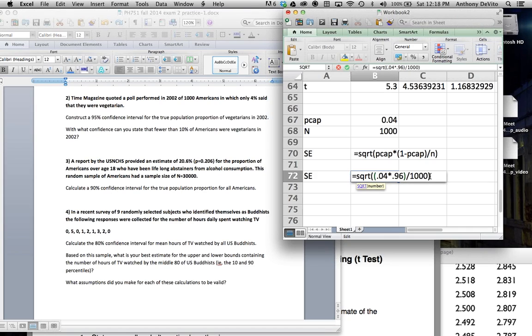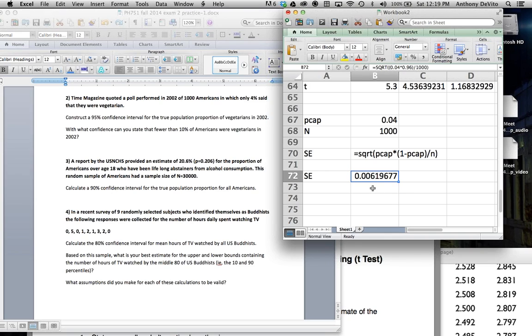You can do this with a calculator if you're not comfortable with Excel, or you could do this in two groups. You could just resolve that 0.04 times 0.96, and then divide it by 1,000, then find the square root of it. Do it in 3 steps if you want, just to make sure. You'll find that my standard error is 0.006.